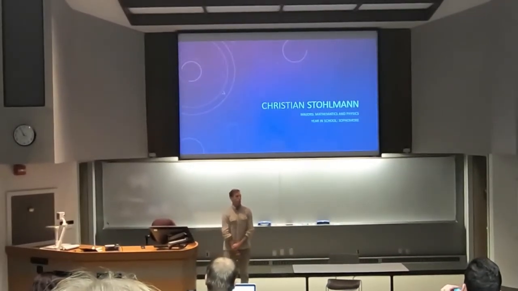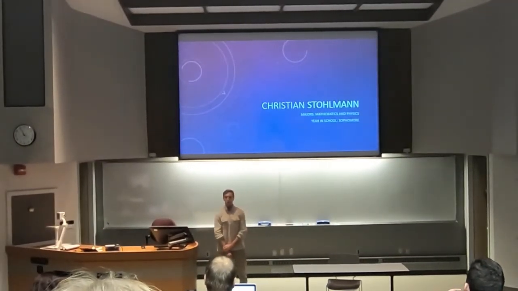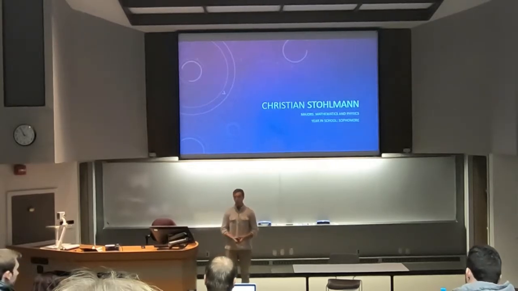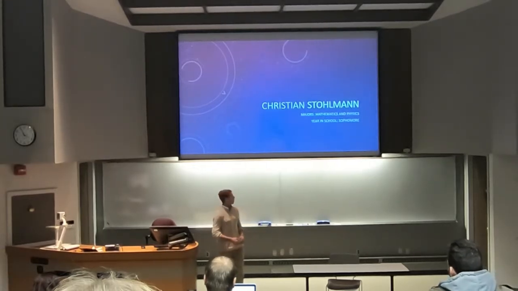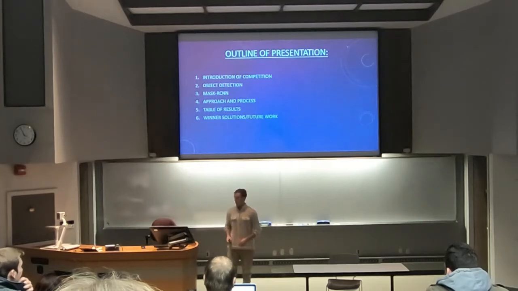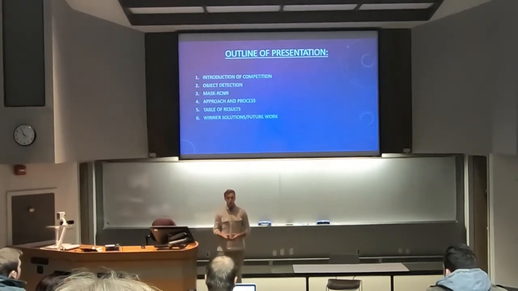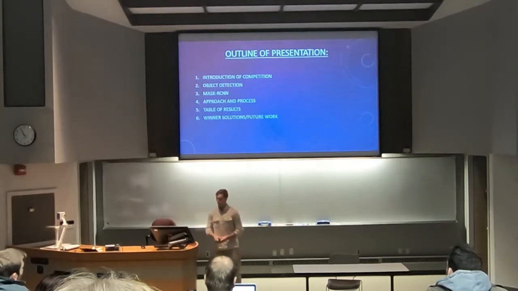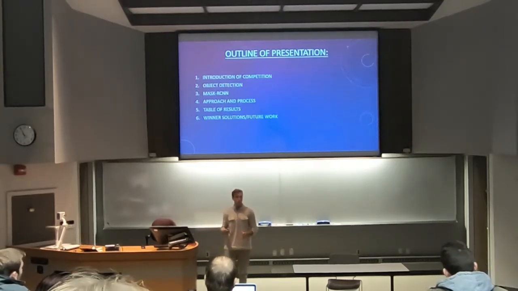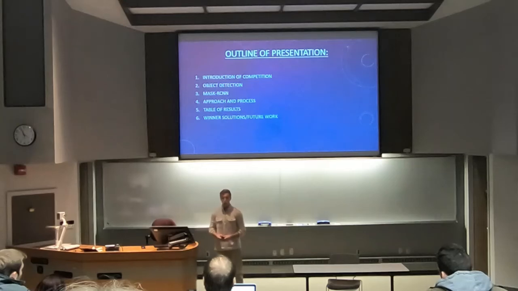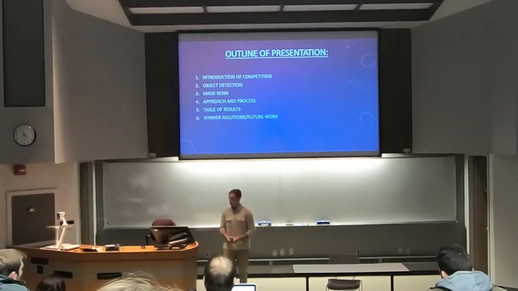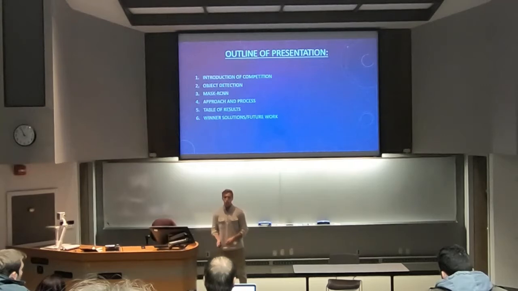So I'm Christian Stolman. I'm a sophomore here at UWL, and my majors are math and physics, just as a quick background of who I am. The outline of my presentation is going to go into the introduction of the competition, and then I'm going to explain the idea of object detection really briefly, and then go through the structure of what NASCAR CNN was, which was a heavily used model of the competition that I competed in, and then the approach and process that I used, as well as the table of results, and then the winner solutions and future work.